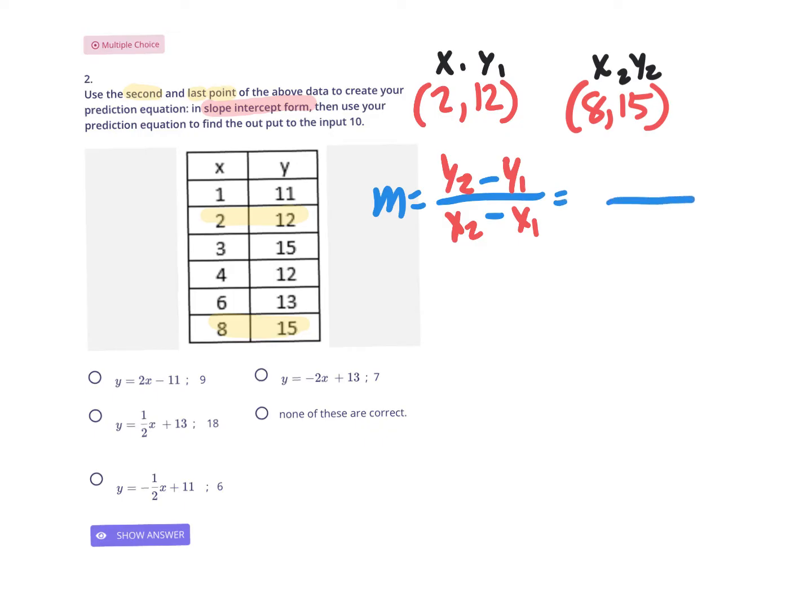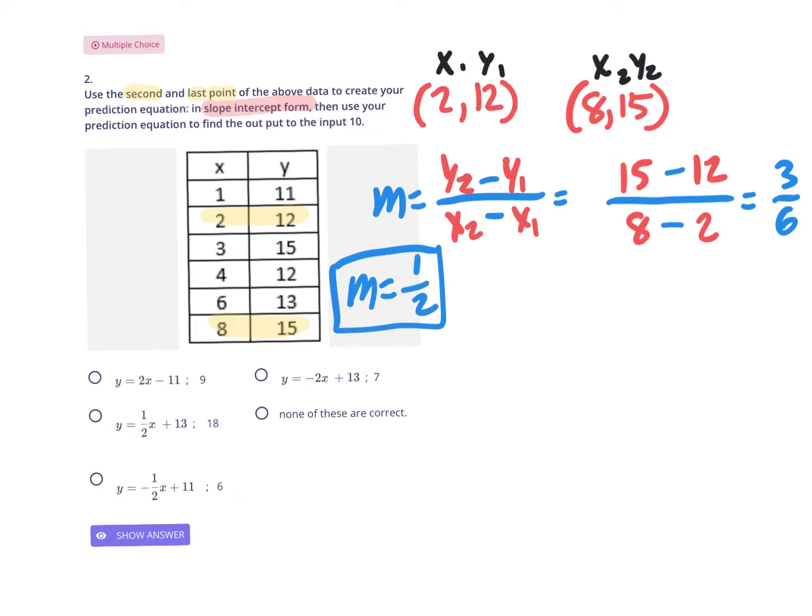When we apply the slope formula, I recommend doing the division and the subtractions first, then plugging in your values. y2 is 15, y1 is 12, x2 is 8, x1 is 2. So when we subtract 15 take away 12, we'll get 3 up on top. 8 take away 2, we get 6 on the bottom. Therefore, our slope is 1/2. Very important piece of information.